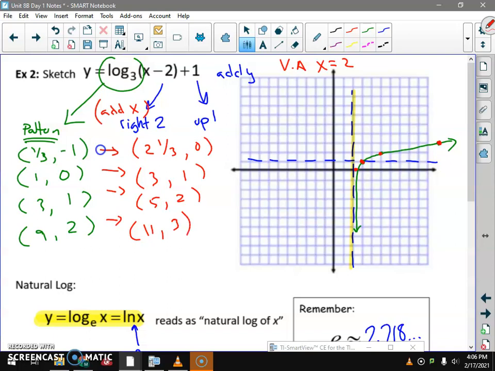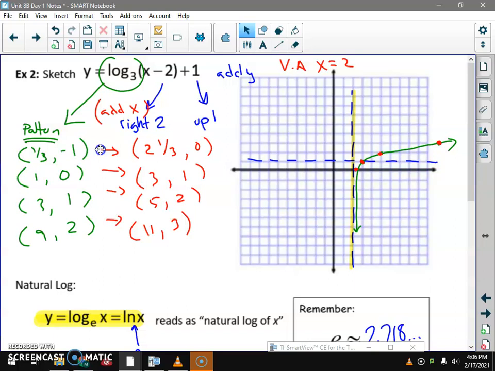2 1/3, 0. 3, 1. 5, 2. 11, 3. That green curve right there is a log function with those two transformations. And notice, it's got an arrow on the bottom. It's not a radical graph. The domain is greater than 2. Range is all real numbers from negative infinity to positive infinity.